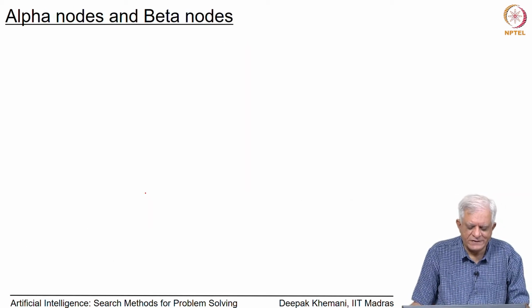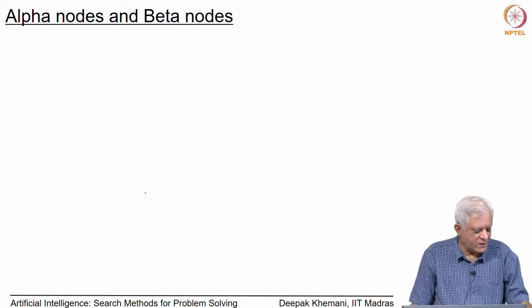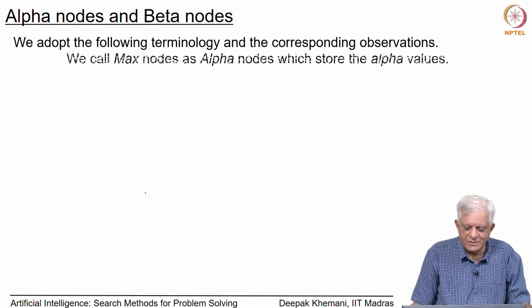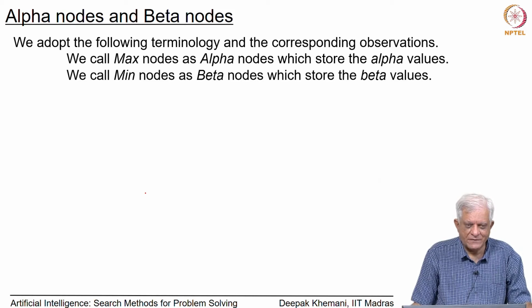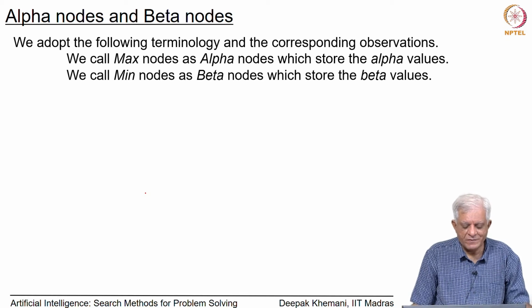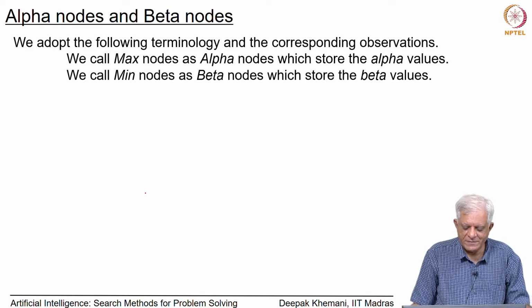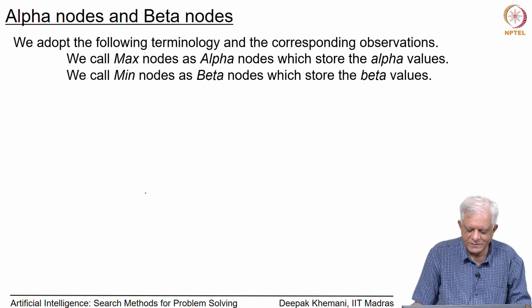To help us do this in a systematic way, we will adopt some nomenclature. We will adopt the following terminology and the corresponding observations with these nodes. We will call max nodes alpha nodes and they will store the value which we will call alpha values. Remember that the algorithm Minimax that we just very quickly referred to is doing a depth first traversal of the game trees, sweeping from left to right, and it has partial values as it goes along and keeps updating them as it does more search.